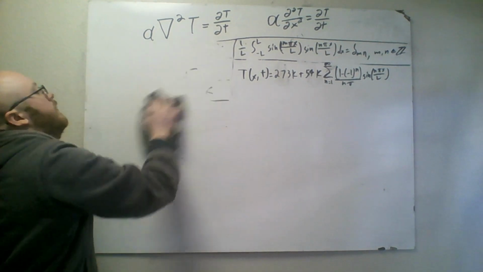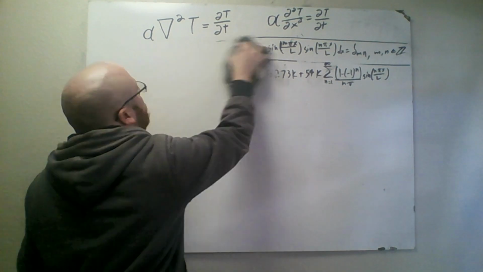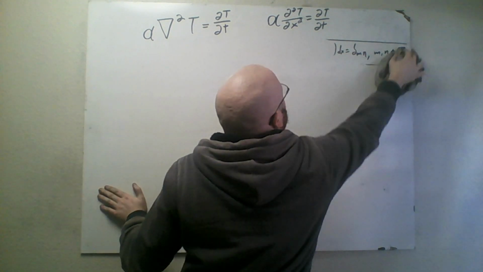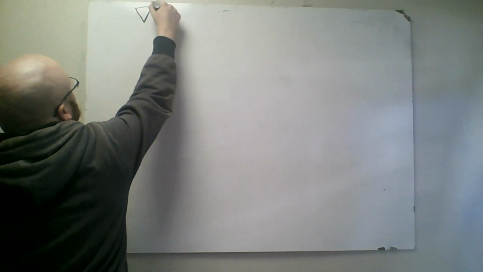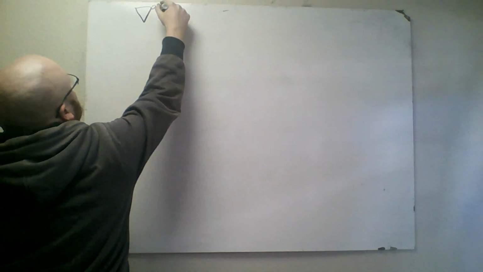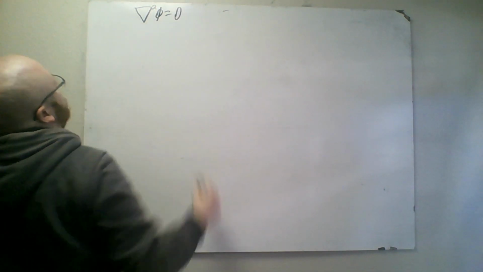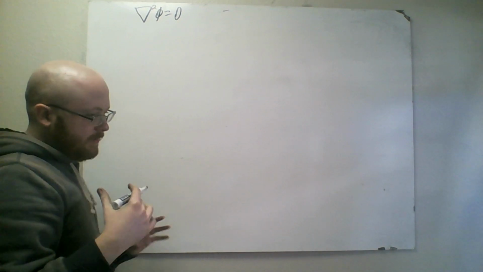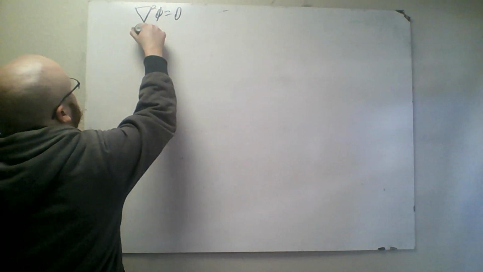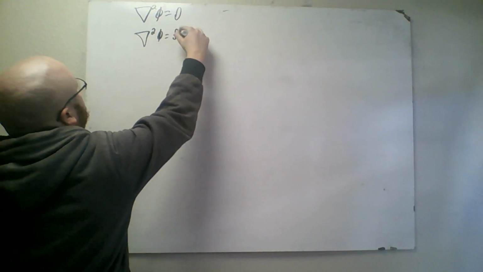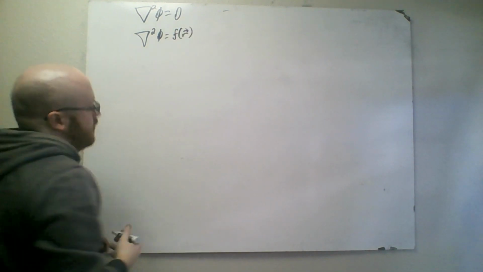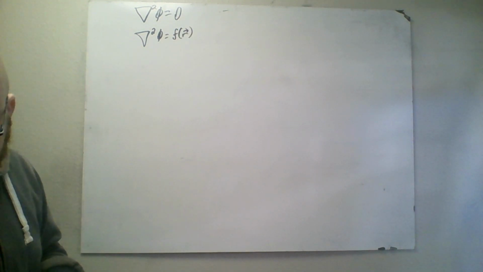Okay, so let's see. Laplace's equation is actually pretty simple compared to the heat equation, because it's just the Laplacian squared of some potential equals 0. Poisson's equation is basically you just add a function in here, so this guy equals some function f. Right. Okay.